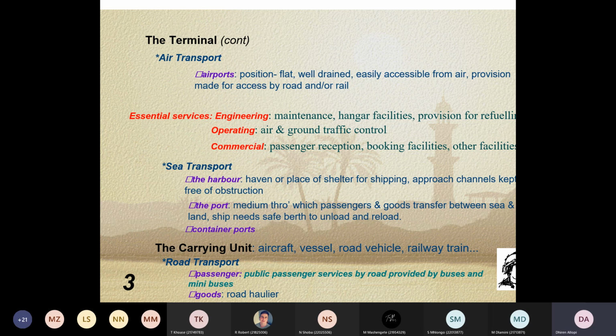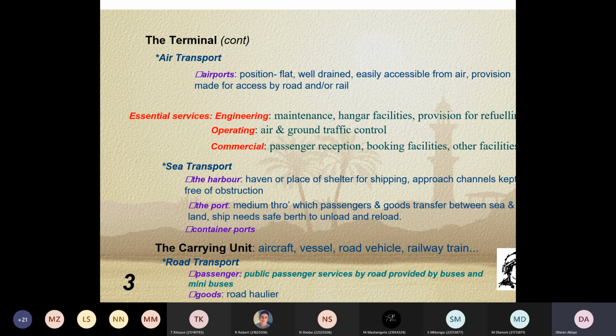Some of you may have traveled through the Bayhead area and noticed all the containers stacked, some waiting to be loaded onto ships, cargo ships. So your carrying units then are your aircraft, your vessels, road vehicles, railway trains. They are all your carrying units.